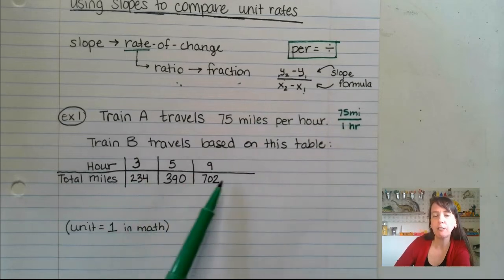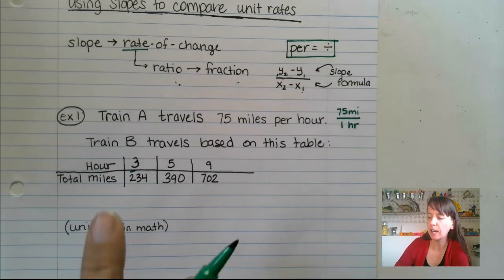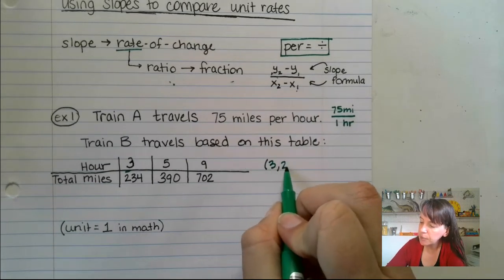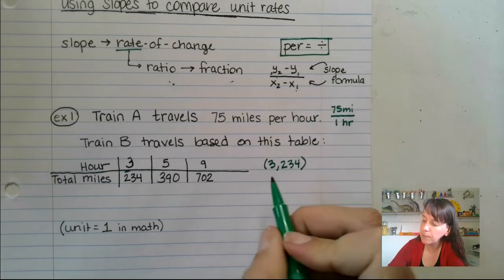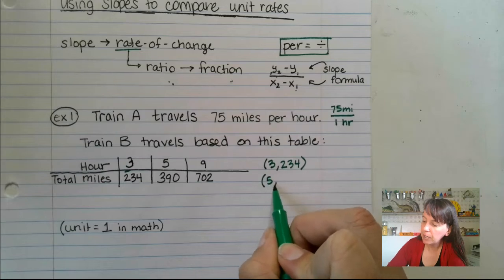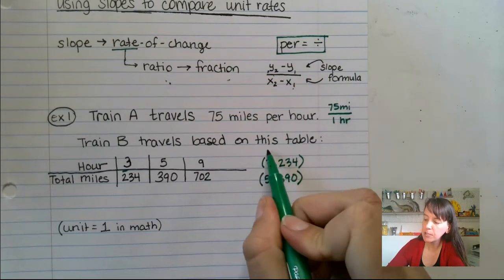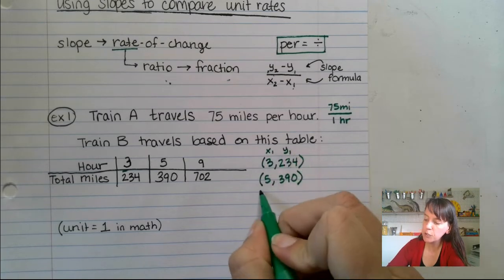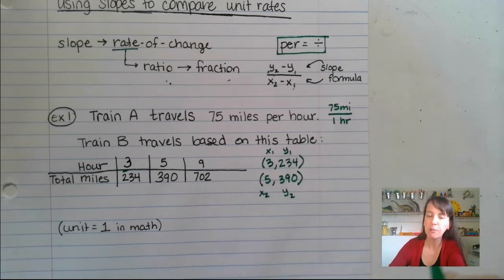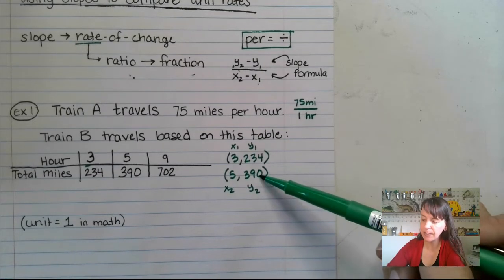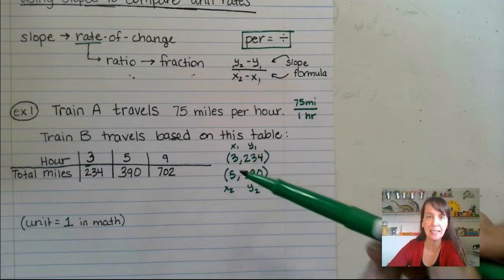Grab 2 points off of your table. It doesn't matter which points. I'm going to just grab the first 2 here. I have 3, 234, and then I have 5, 390. All right, for our slope formula, remember this is your x1, y1, x2, y2. And for me, I'm a visual learner, so I remember it like this. This is why I always stack mine. This minus this over this minus this.